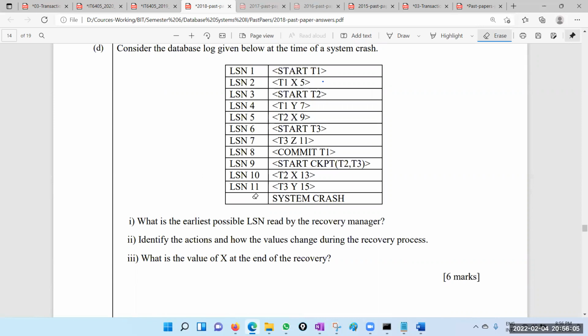Okay. Consider the database log below at the time of system crash. What is the earliest possible LSN? I think LSN means log sequence number or something like that. Maybe log sequence number. Okay. Anyway, we don't care, it's just one number. By the earliest possible LSN read by the recovery manager.